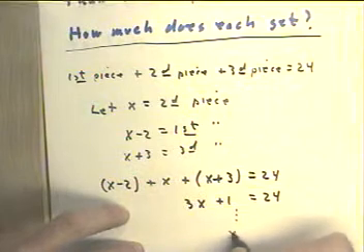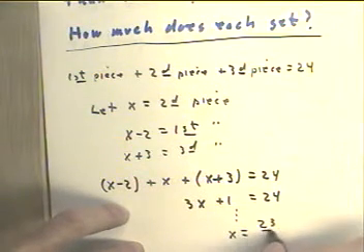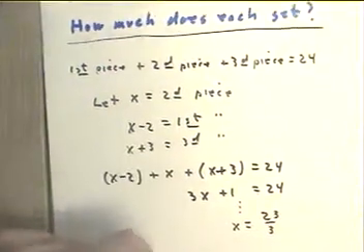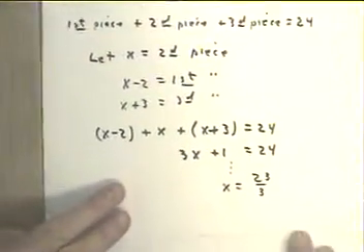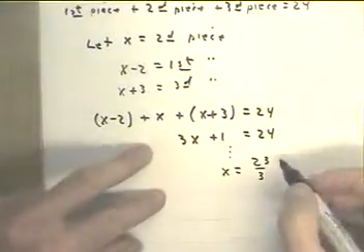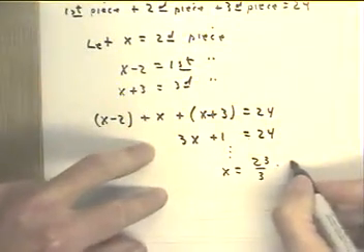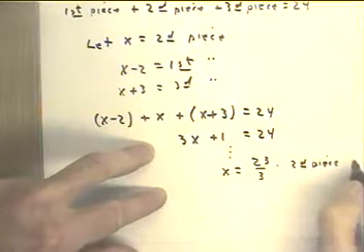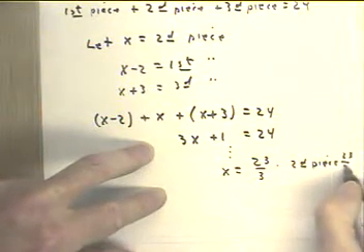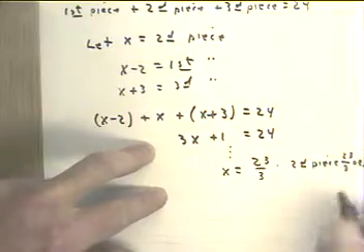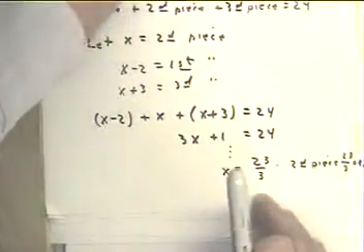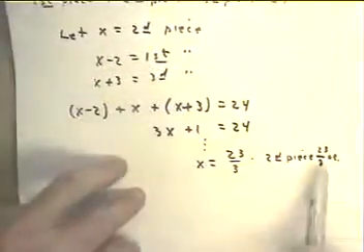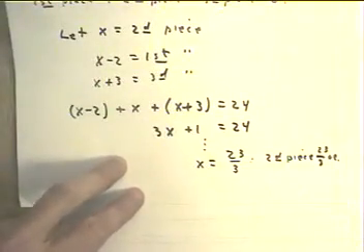And we're going to get x equals 23 thirds. And that's going to be the weight in ounces of the second piece. Okay? So we can say the second piece weighs 23 thirds ounces. That's 7 2/3 if you prefer.